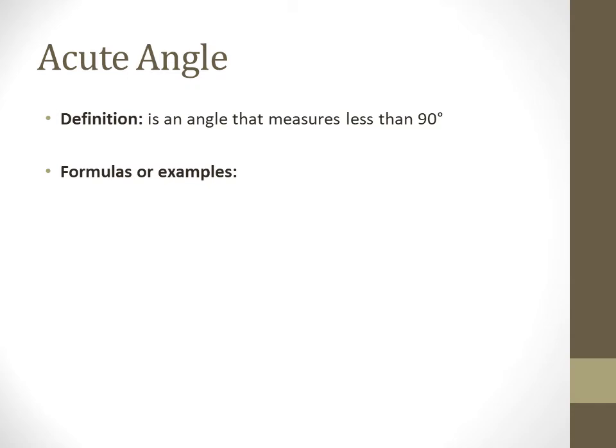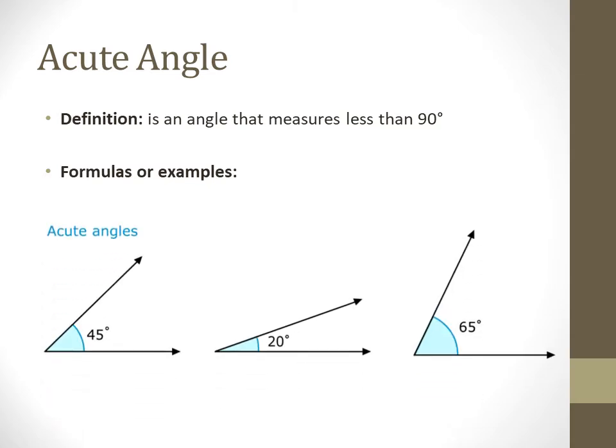Now on to our specific angles. An acute angle is an angle that measures less than 90 degrees. Okay, remember our full circle is 360 degrees. An acute angle is less than 90 degrees. So you don't have to write all of these, all right? Just maybe one would do. So as you see, we've got a 45-degree angle, a 20-degree angle, a 65-degree angle. All right? They are all acute angles because they are less than 90 degrees.